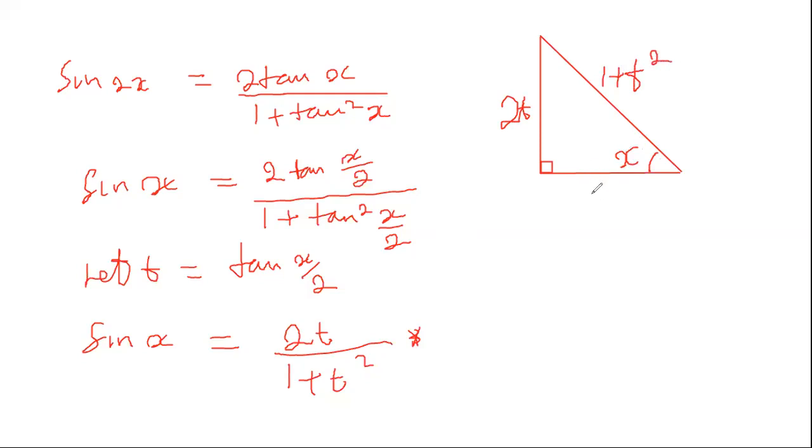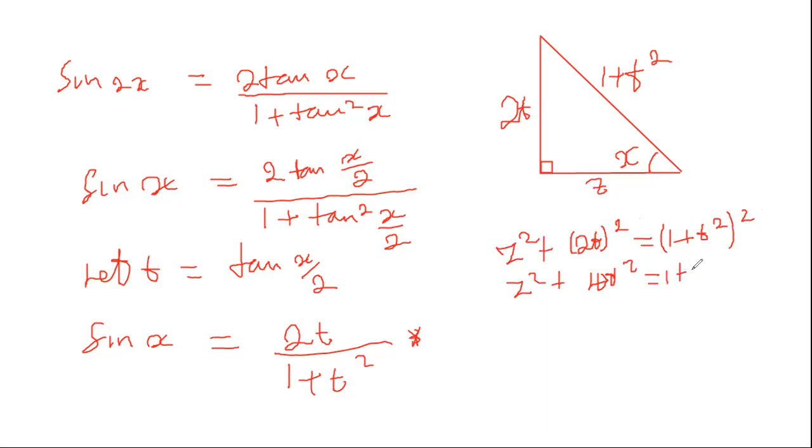So if we find this by Pythagoras, if we let this side be z, we shall have z squared plus 2t squared is equal to 1 plus t squared, and this one we as well square it. So this would be z squared plus 4t squared is equal to 1 squared plus 2t squared, then plus t to power 4.